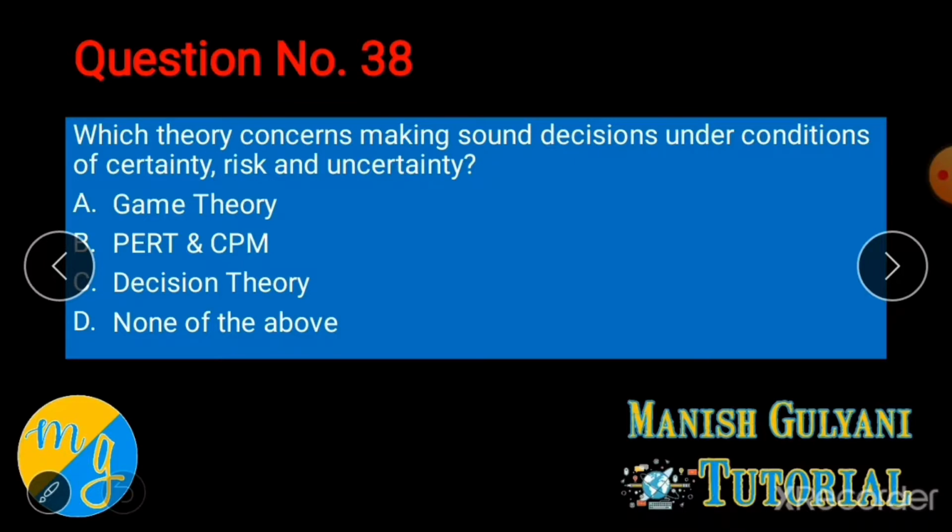Which theory is concerned with making sound decisions under conditions of certainty, risk or uncertainty? Game theory: under game theory, the main purpose is to find the saddle point, where the gain of one player is equal to the loss of another player. Under PERT CPM, you have to identify the critical path. Decision theory: the main objective is to take decisions under the environment of risk, uncertainty or certainty. So the answer is option C, decision theory.